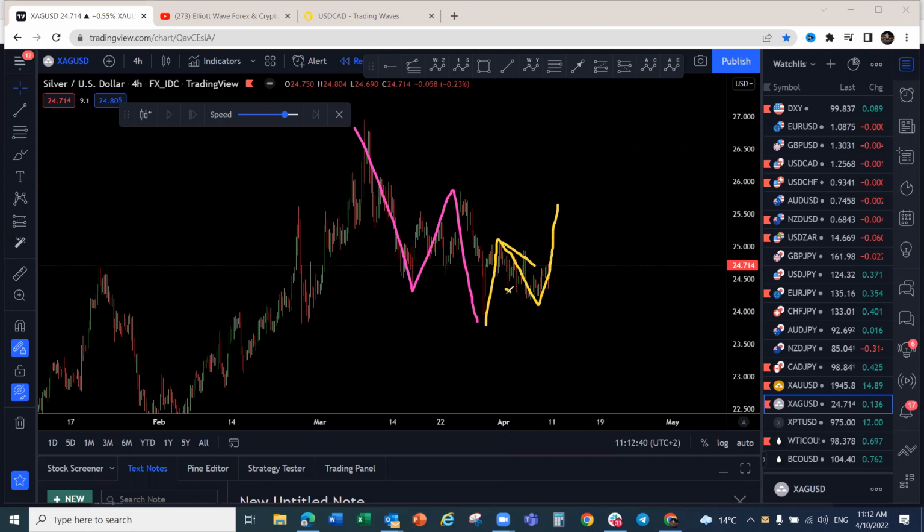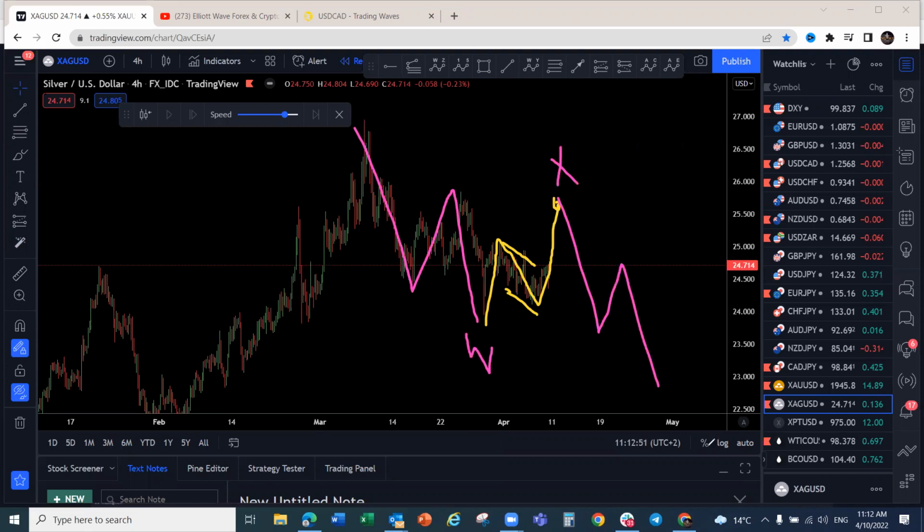We're expecting it to break out of this structure, give us a move at least back to around this level, after which we'll expect silver to resume this move here, which will be a WXY corrective structure here. Right, so that is silver.